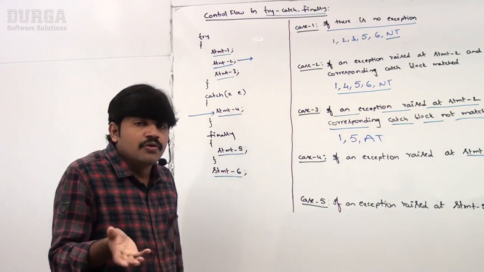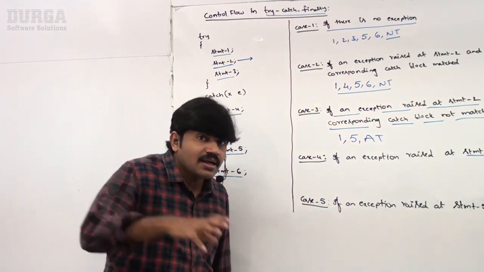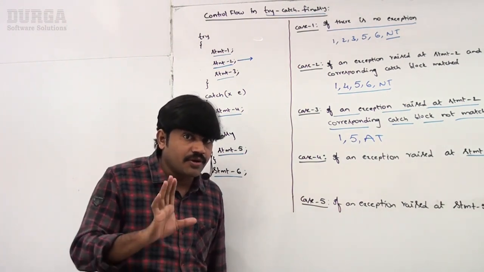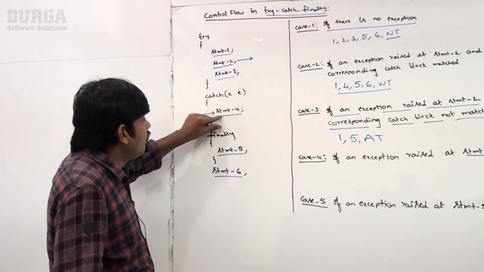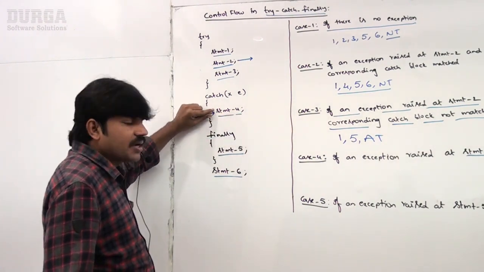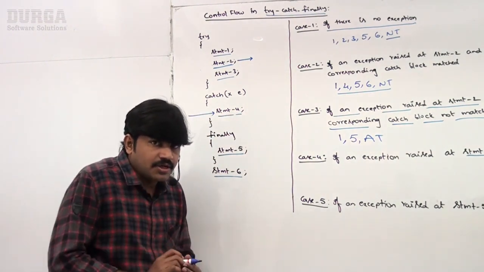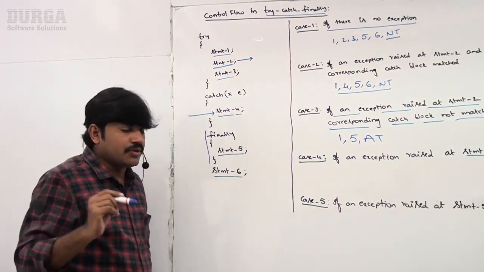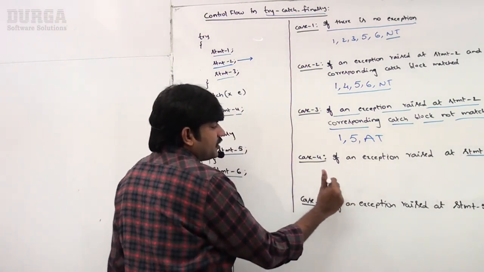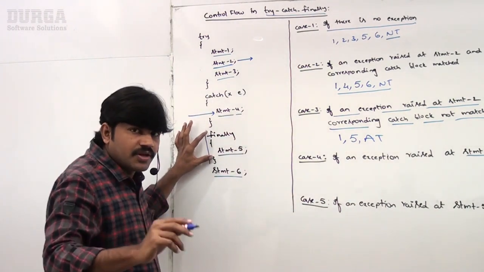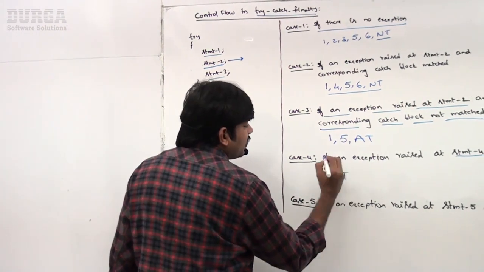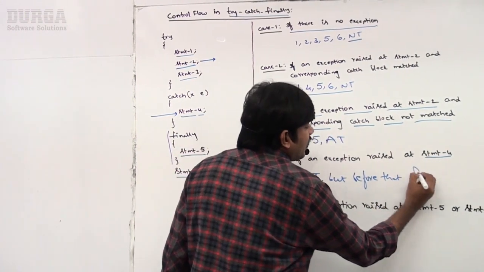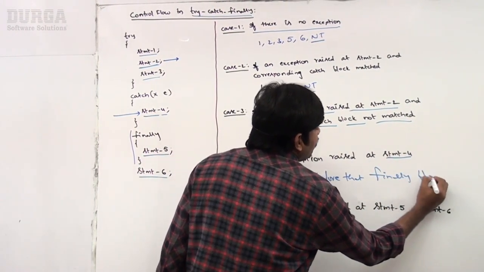If any statement which raises an exception is not inside the try block, it is always abnormal termination. Even in the last videos I covered this very clearly, sir. That's why for statement 4, if an exception is raised, it is always abnormal termination. But before abnormal termination, the finally block will be executed. So it is always abnormal termination, but before that the finally block will be executed.